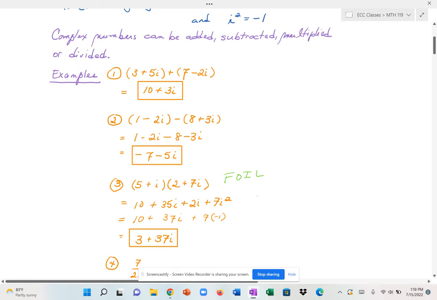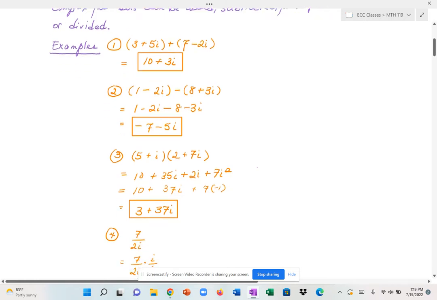Once I do that, I have more like terms to combine. So 35i and 2i gives me 37i on the next line. And then this constant of 10, and this one becomes negative 7. When you combine those, you get 3 as your real number plus 37i, the imaginary number.